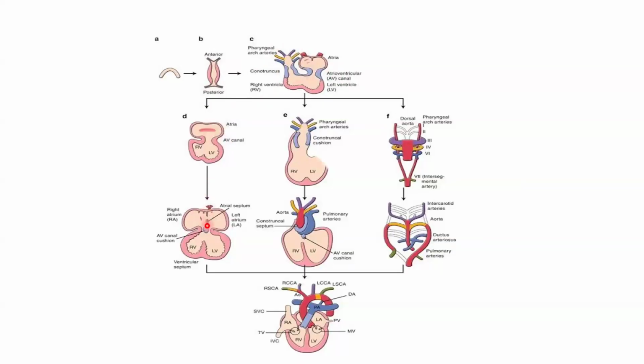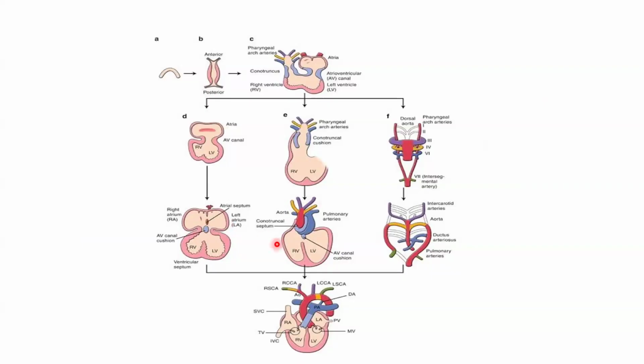Septation of the atrium from the septum secundum and the septum primum. Lateral invagination to form your AV valves, and then the intraventricular septum from below to form the intraventricular septation.